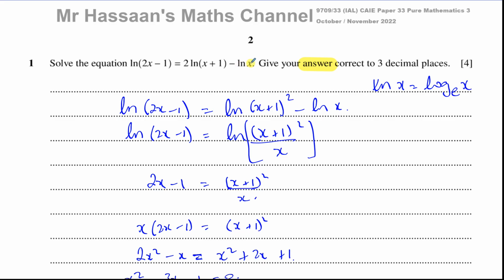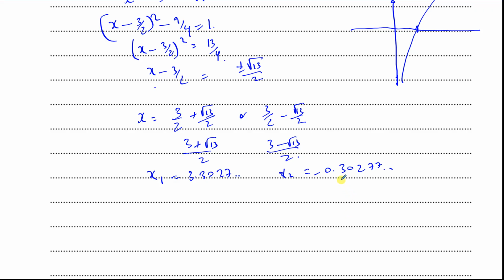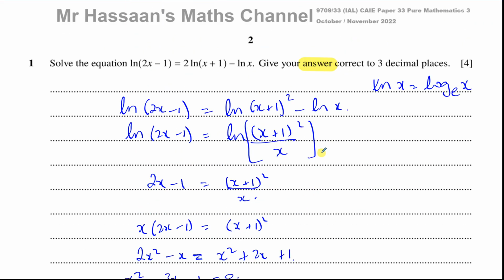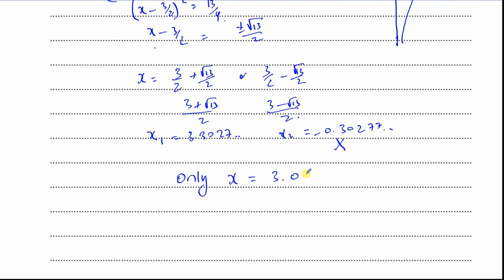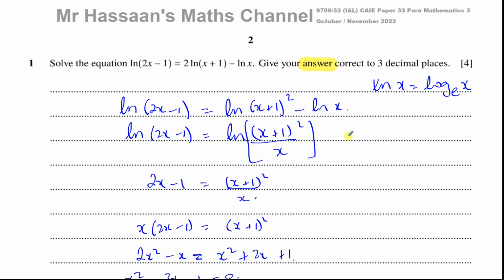And we can see that they have ln of x, and one of the values of x from this equation is negative 0.30277. So we have to reject this answer. We make it clear that we're only writing x equals 3.303, to 3 decimal places. Third decimal place is here. So this is the only answer. We reject the other answer, which is negative. All right, so that's how you go about solving question number 1.